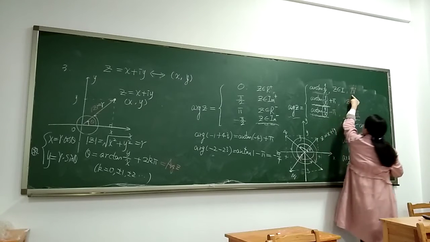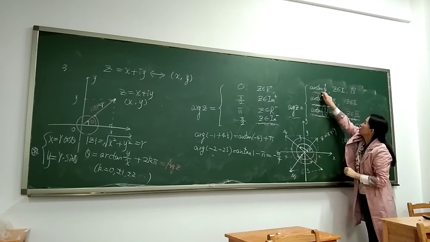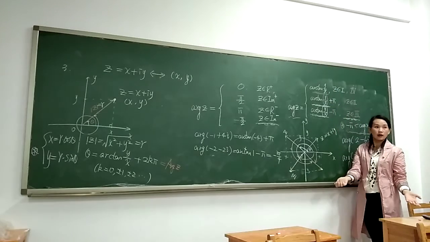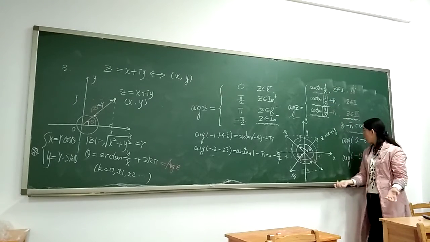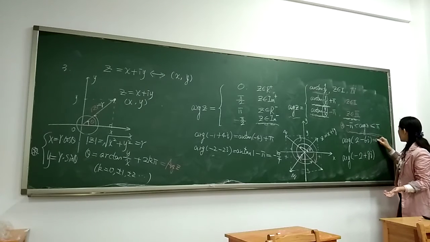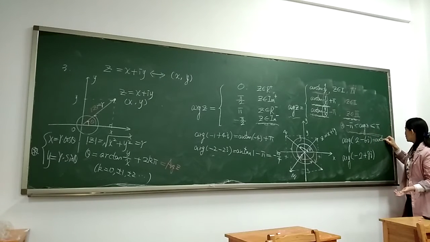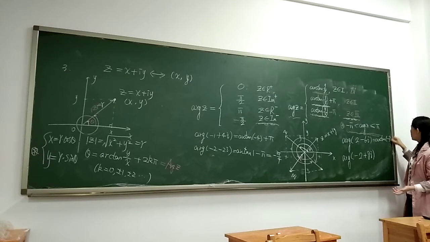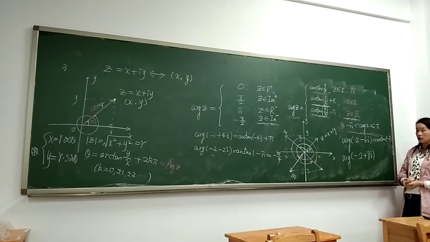Fourth one, only write arctangent y above x is okay. Arctangent y above x is arctangent y of -3. Finish. The last answer is this one.